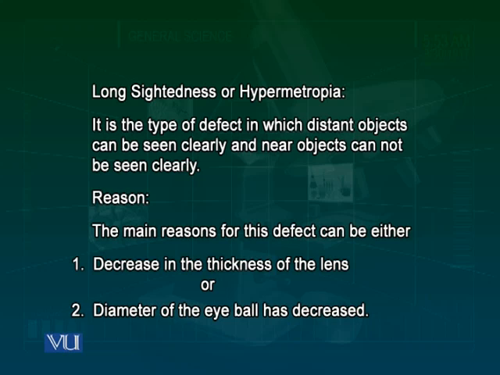The second is that the eyeball has shrunk. Again, the image is formed behind the retina. This is a common occurrence in people who age. With age, your eyeballs shrink, and therefore you have long-sightedness. You cannot see things which are near to you. However, you can see things which are far away.